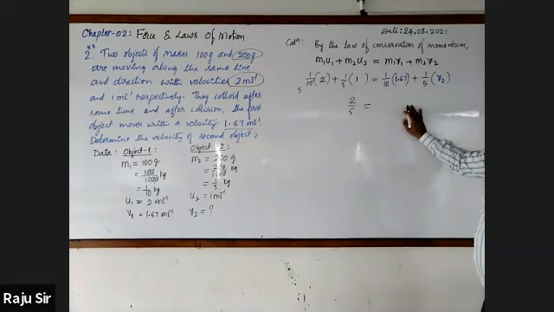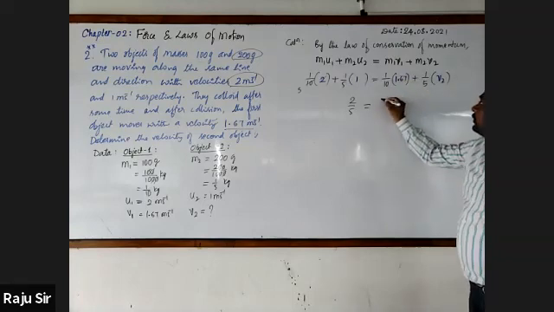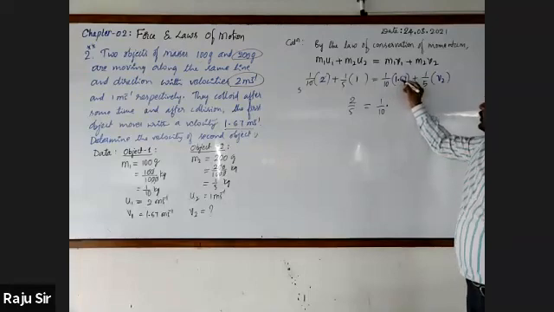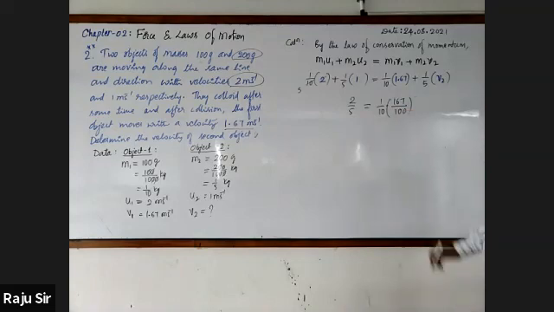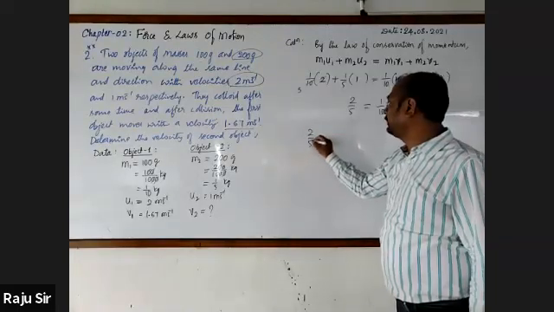Sir, 1.67 is 1.6 bar. 0.167 will become 1 by 10. Convert this decimal into fraction: 167 by 100. Plus V2 by 5. Then 2 by 5.